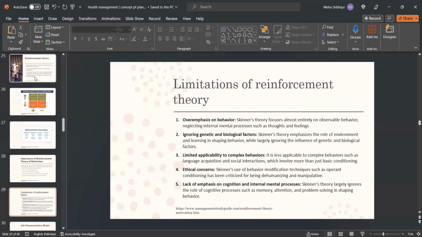ethical concerns, like Skinner's use of behavior modification techniques such as operant conditioning, has been criticized for being dehumanizing and manipulative. Then the last limitation is lack of emphasis on cognition and internal mental processes.